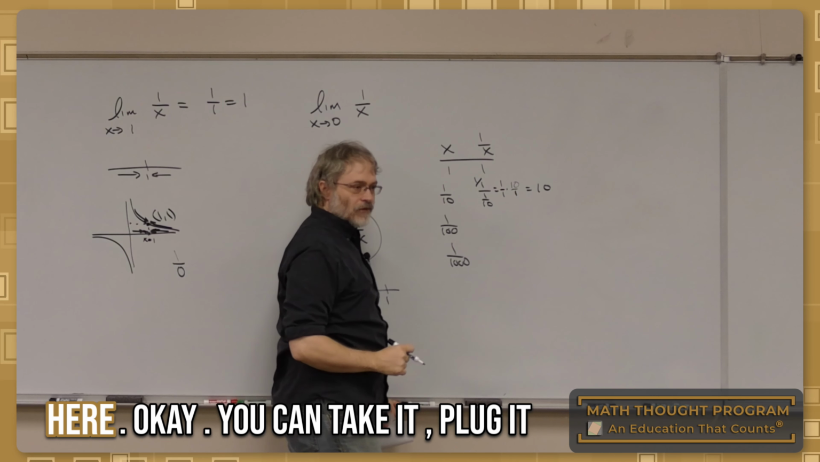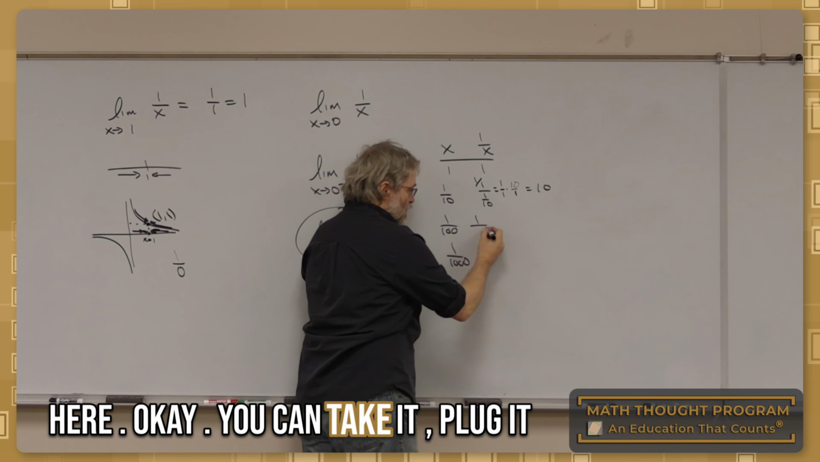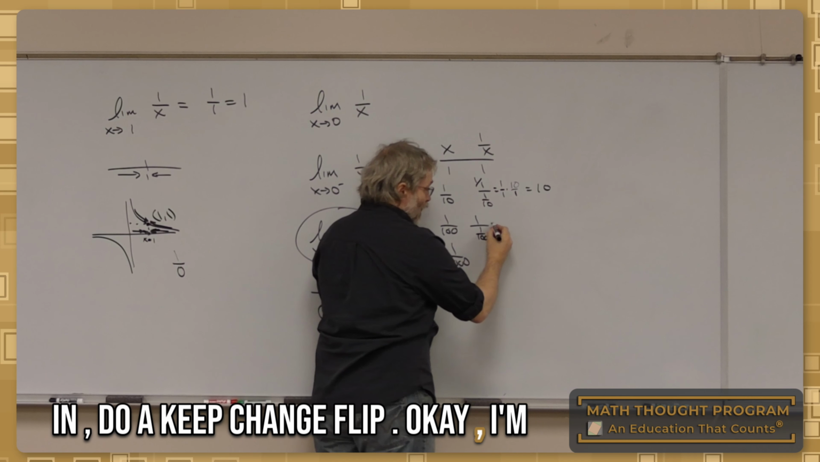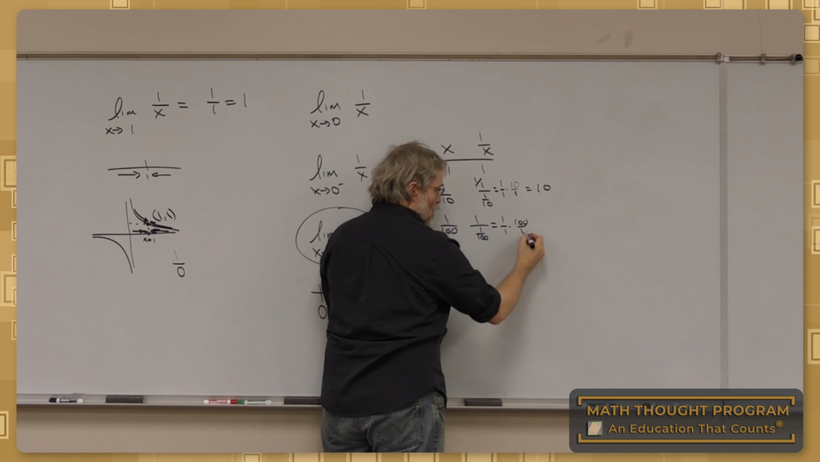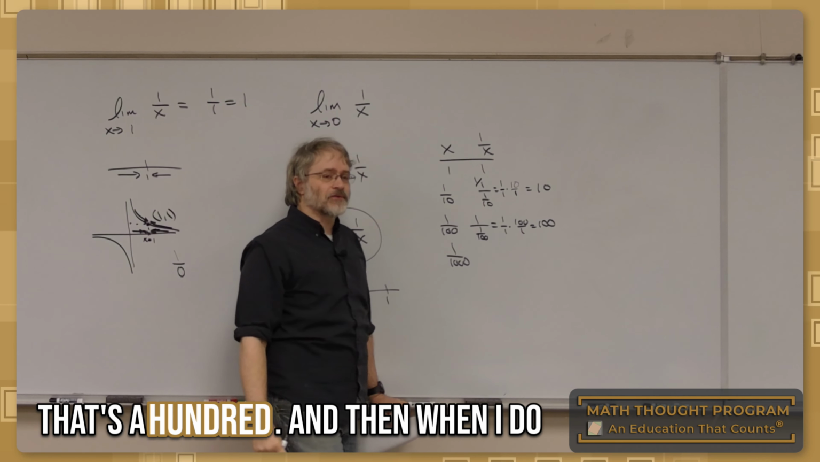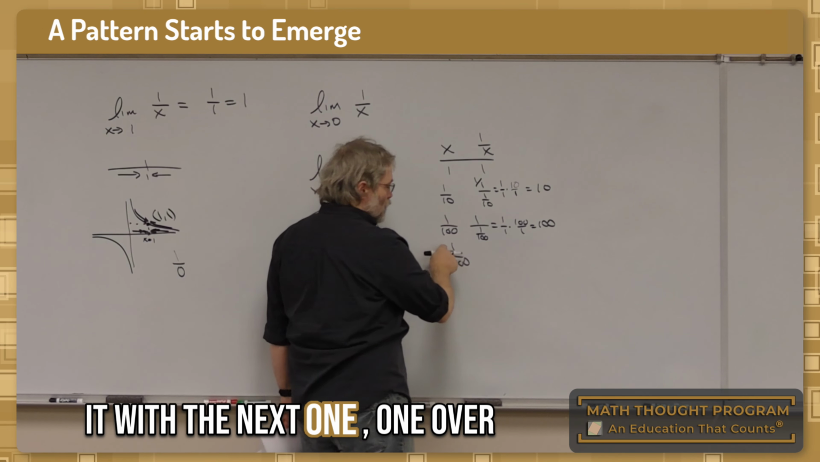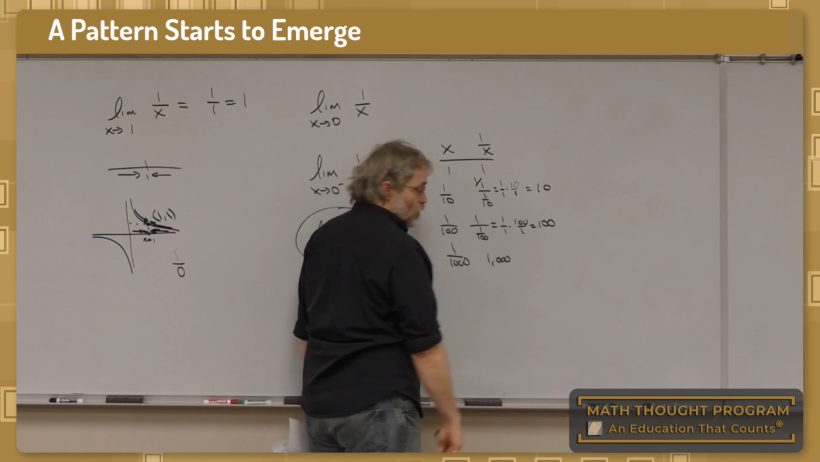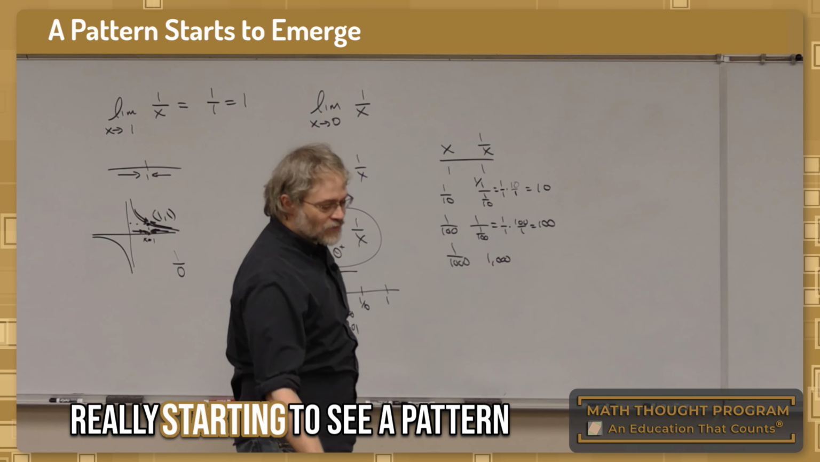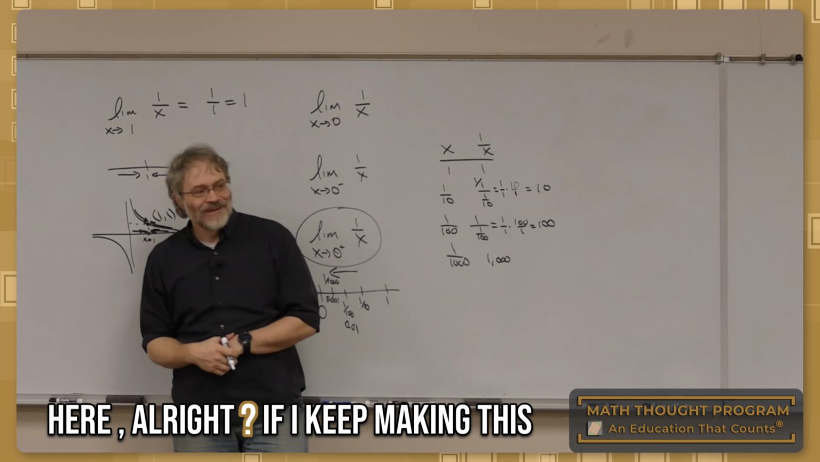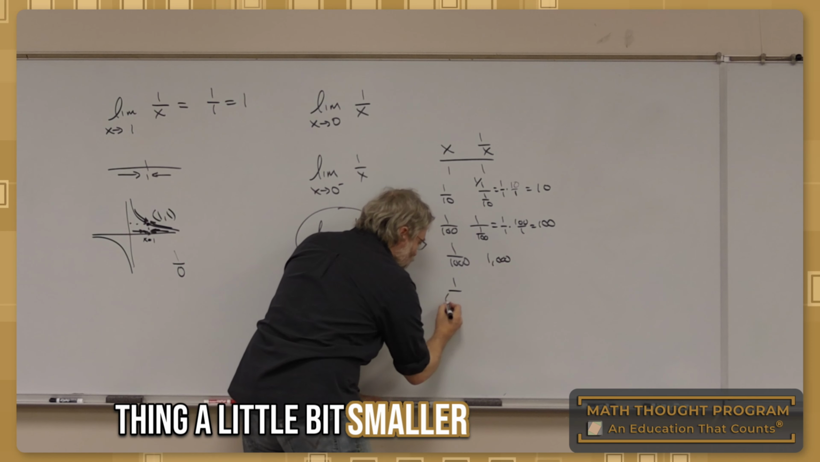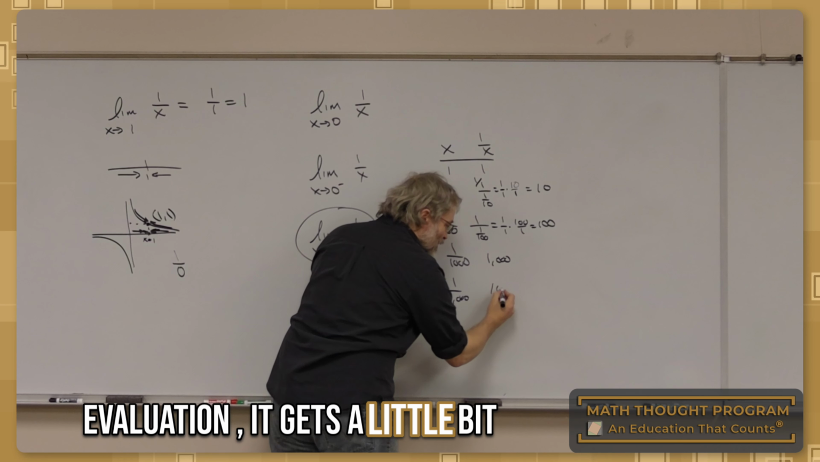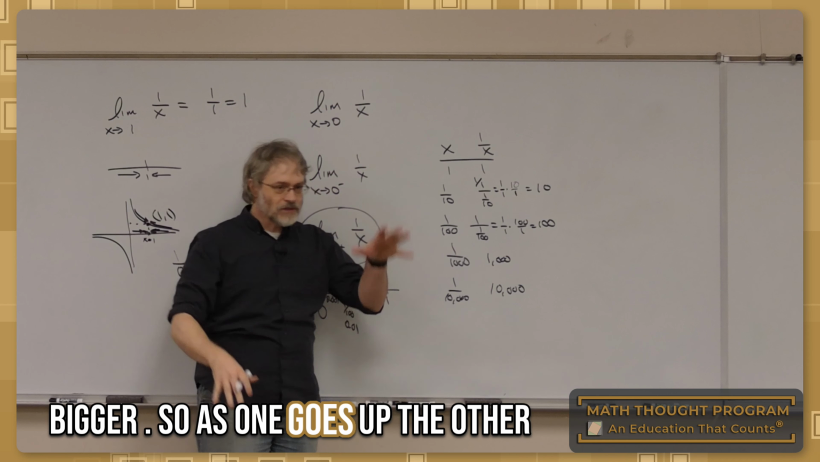Okay, do the same thing right here. You can take it, plug it in, do a keep change flip. I'm going to see fairly quickly also that's 100. And then when I do it with the next one, 1 over 1,000, we're going to get 1,000. And I'm really starting to see a pattern here, aren't I? If I keep making this thing a little bit smaller, then what happens when I do the evaluation, it gets a little bit bigger. So as one goes up, the other one goes down.